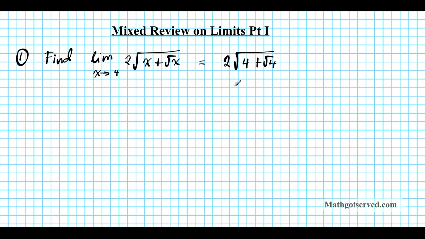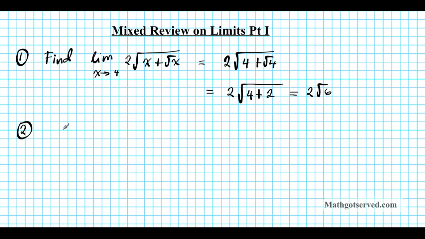Let's go ahead and reduce this. This becomes 2 times the square root of 4 plus the square root of 4 is 2. So your final answer is going to be 2 root 6. So there you have it.